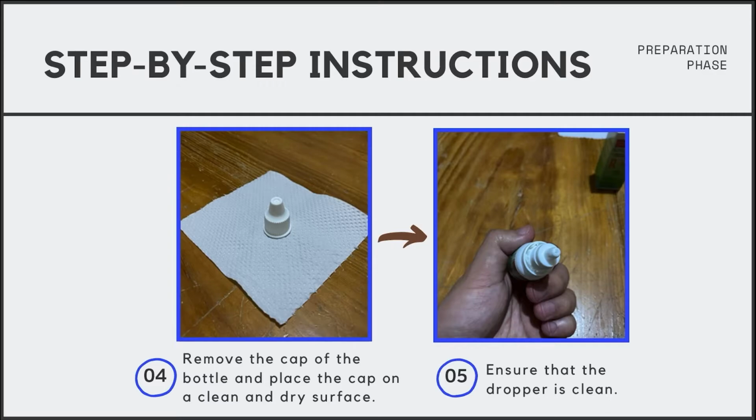Lastly, ensure that the dropper is clean. For eardrops with separate droppers, ensure that the dropper is clean, uncracked, and unchipped. This is to avoid contamination and to ensure an even dose, since chipped droppers produce larger drops than intended.